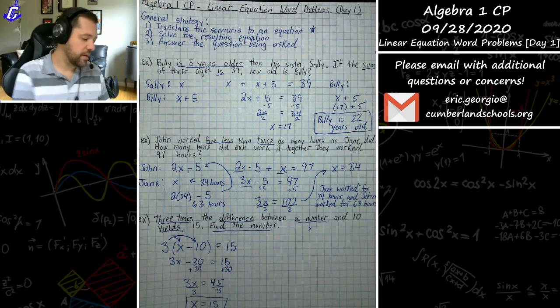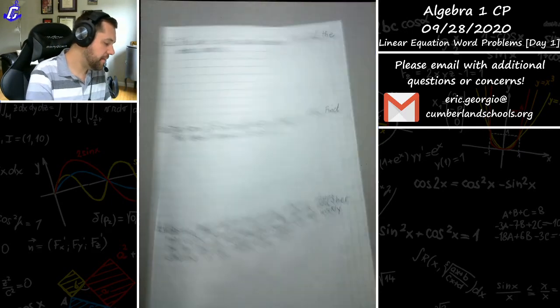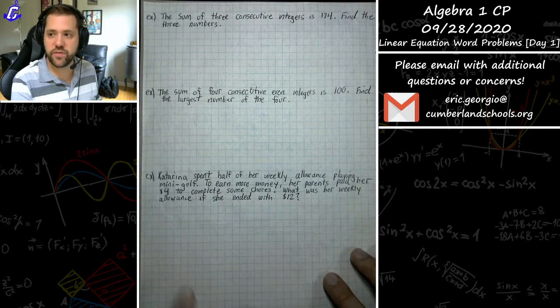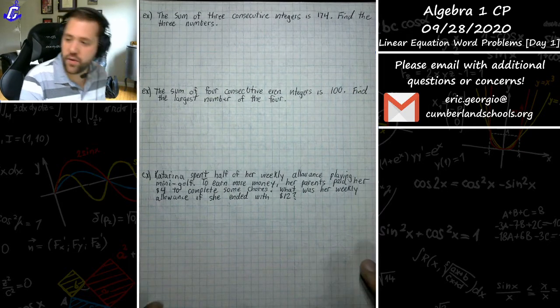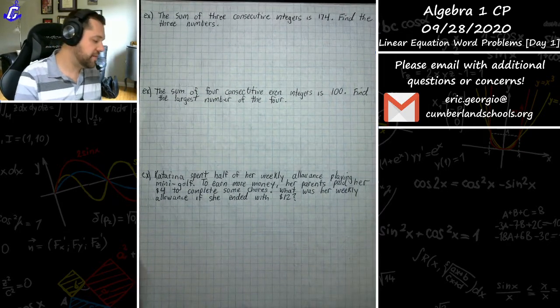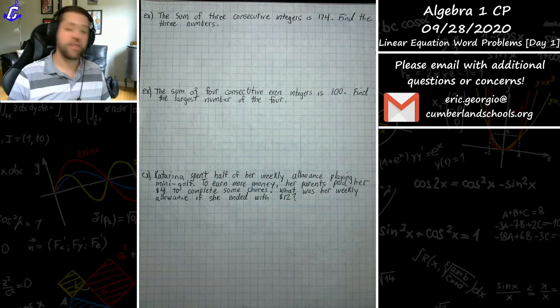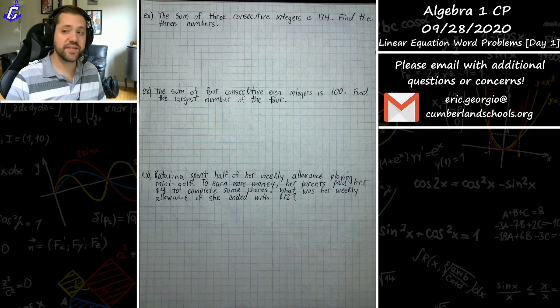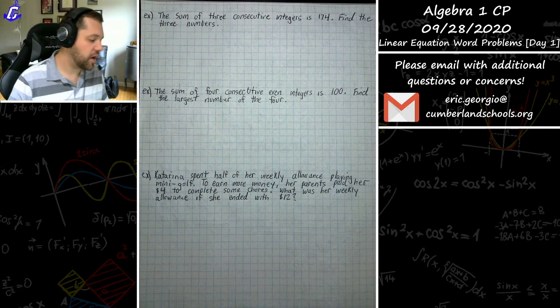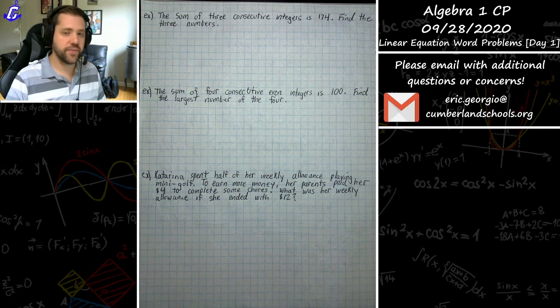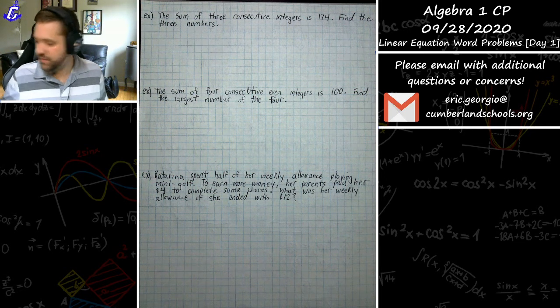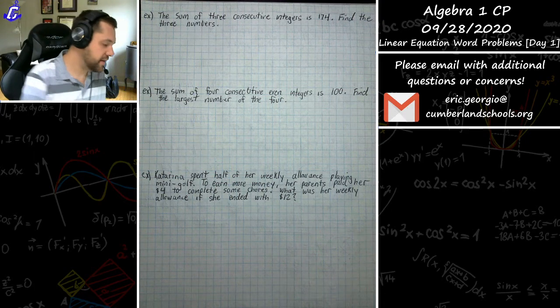Alrighty. Let's transition to the backside because we've got some new vocabulary to throw at you here. So on the backside, we see this problem up at the top. It says the sum of 3 consecutive integers is 174. Find the 3 numbers. So just to make sure we're comfortable with this vocabulary, consecutive.